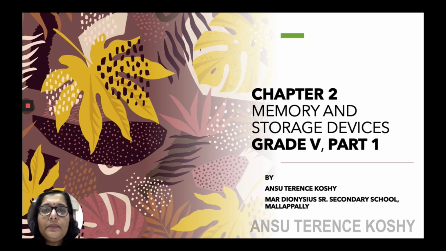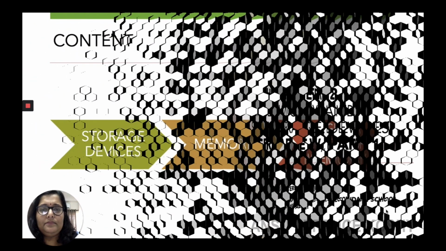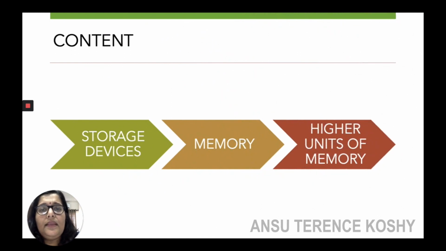This is Ansu here. In the first chapter, we studied the evolution of computers, how computers came into being, and what the different generations of computers were, right? Today, let's move on to the next chapter, memory and storage devices. In this presentation, I would like to talk about storage devices, memory, and higher units of memory.